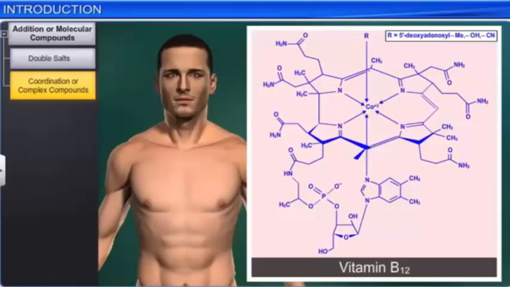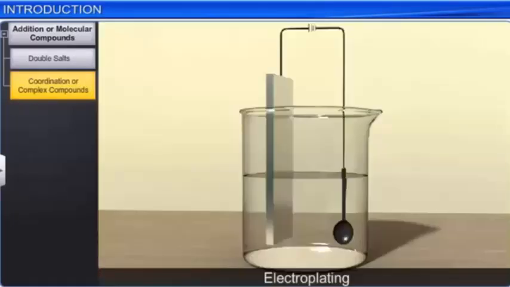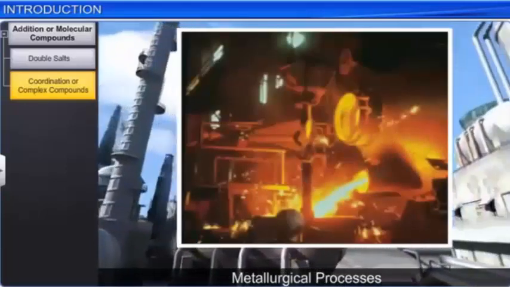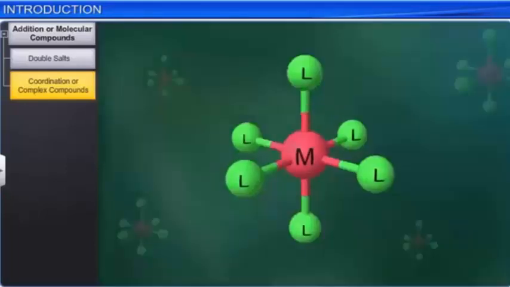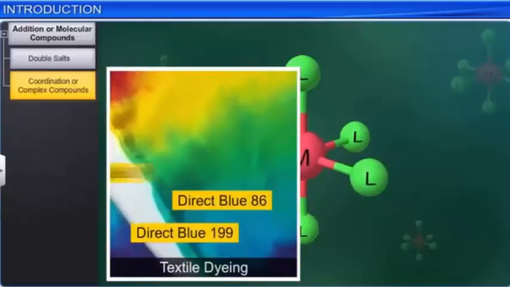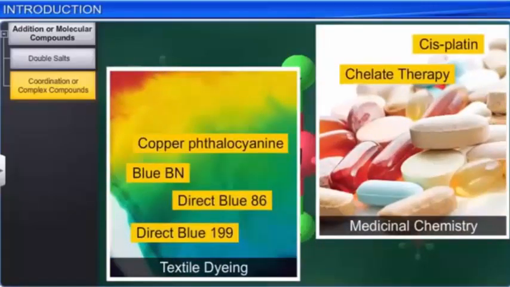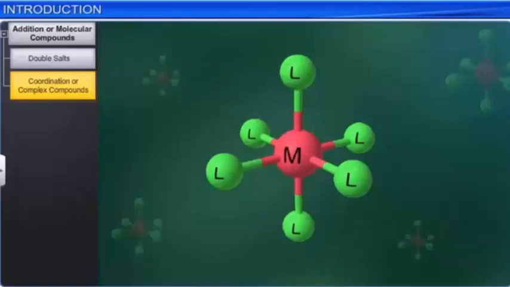Complex compounds find extensive use in electroplating, metallurgical processes, textile dyeing, and medicinal chemistry. Apart from that, they also find applications as industrial catalysts and analytical reagents.